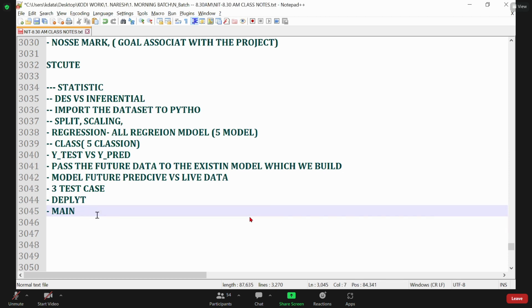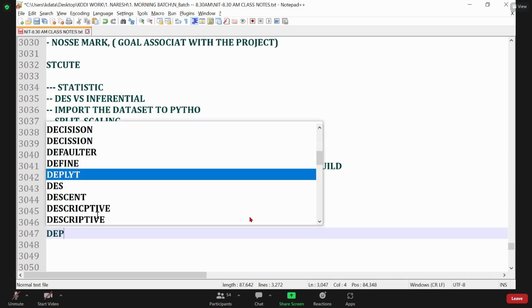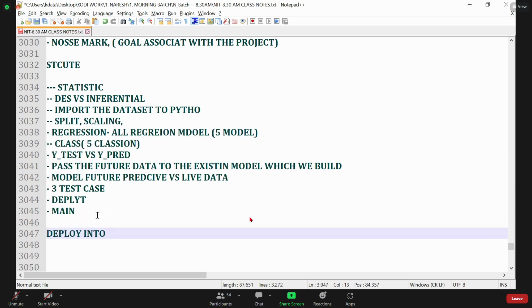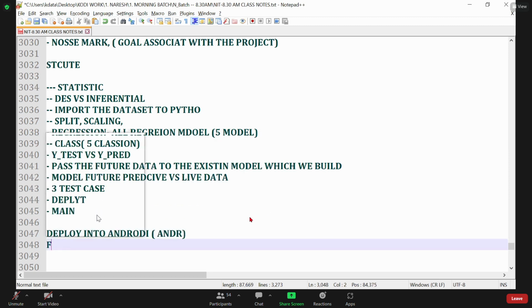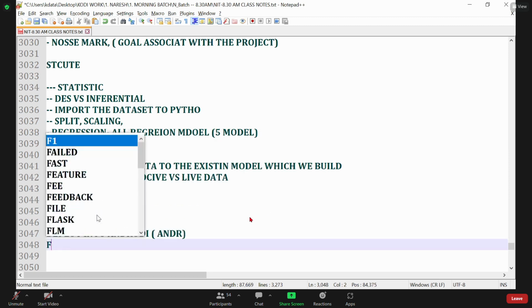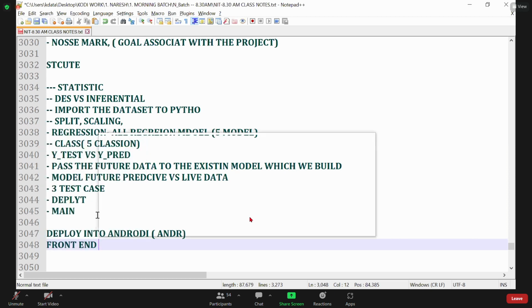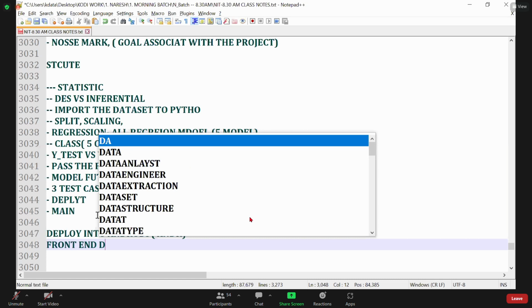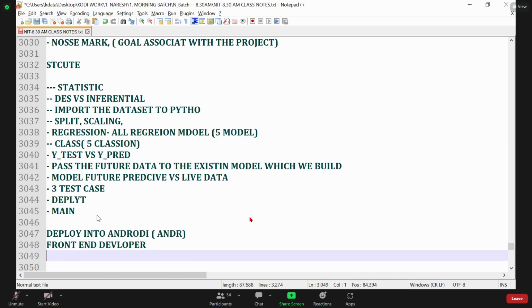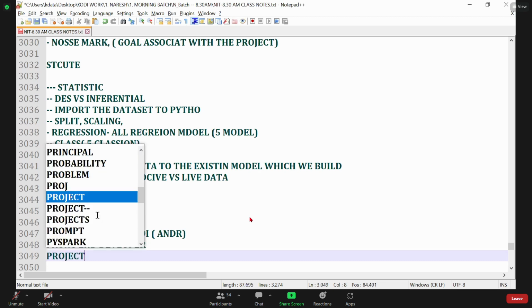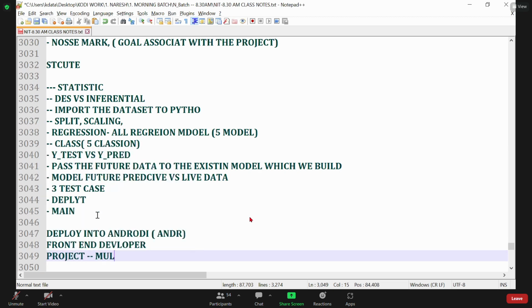The other part of the project might be that you need to deploy into Android. When you deploy into Android, you require an Android developer, isn't it? And you need to create a front end, so you require a front end developer, isn't it? If you want it on websites, you want to push it to the web. So to complete one project, there are multiple technologies involved.